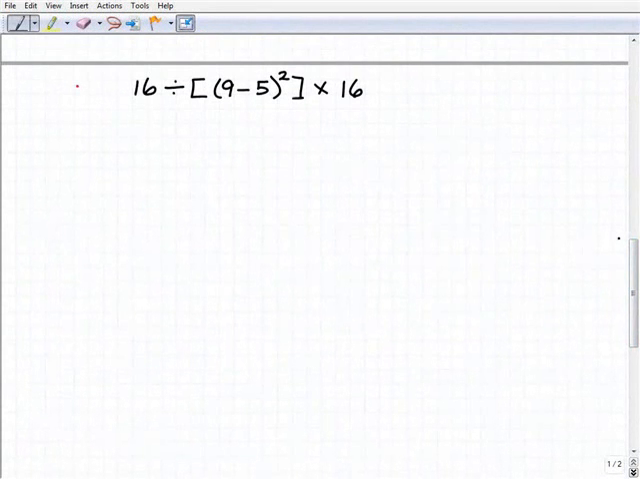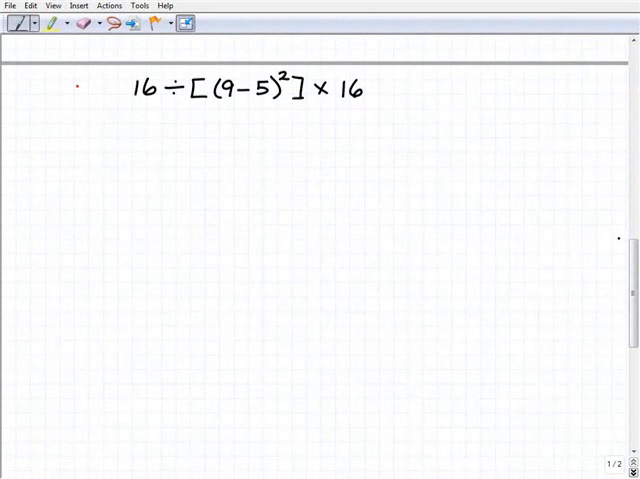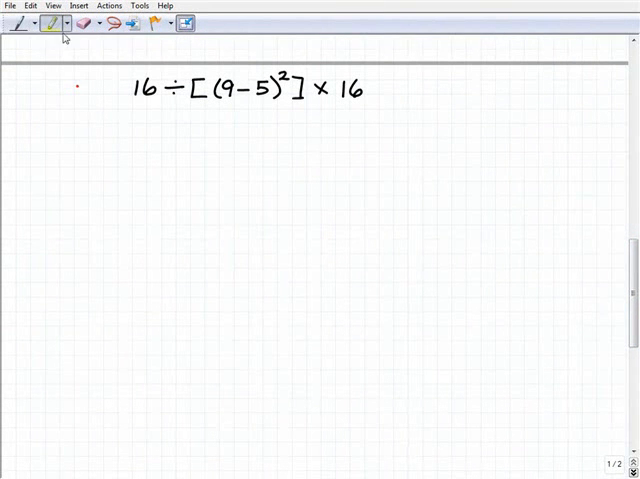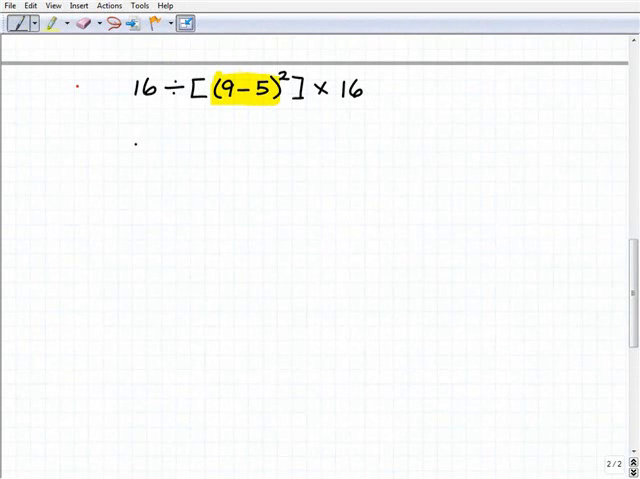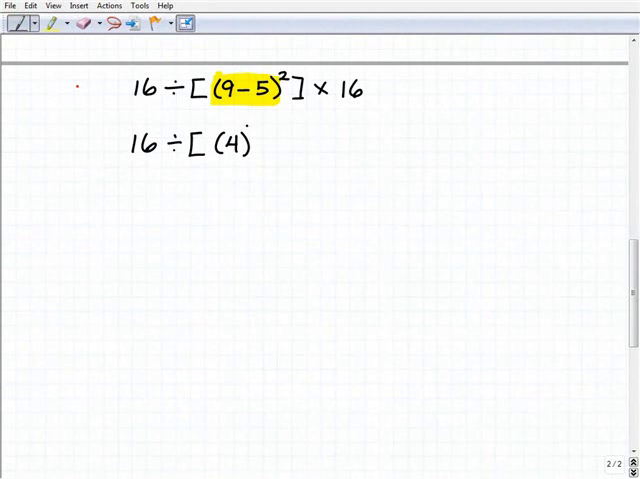Okay, moving on to our last problem here. So remember PEMDAS, I want to do parentheses first. So I have some inner parentheses and I have some outer parentheses, those brackets. But let's go ahead and just focus right here on those inner parentheses. So I'm going to go 16 divided by brackets 9 minus 5 is, of course, 4. So that'll be 4 squared bracket times 16.